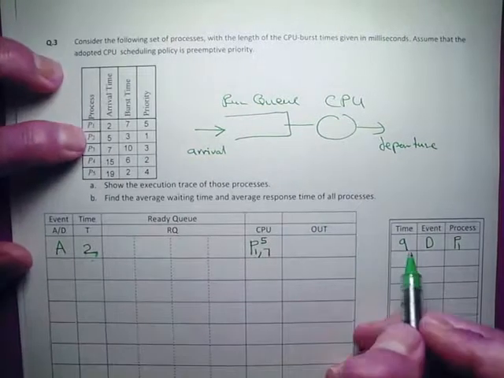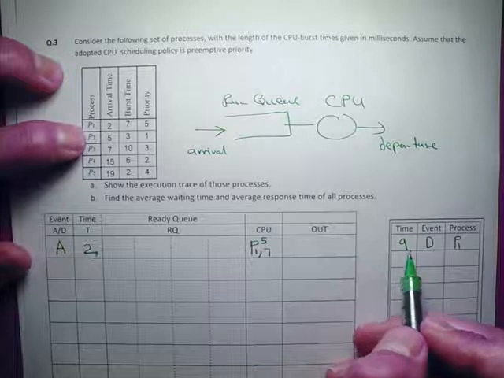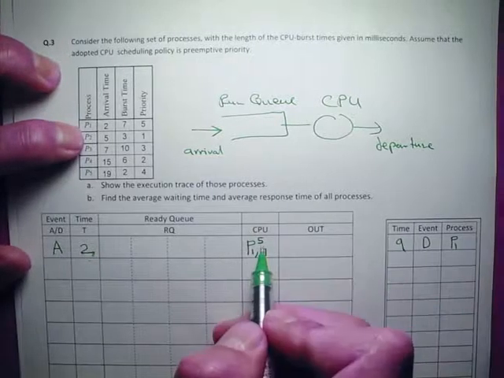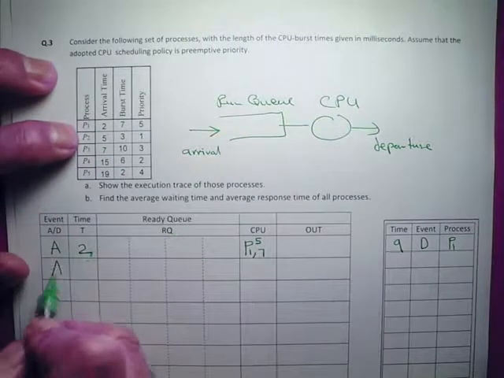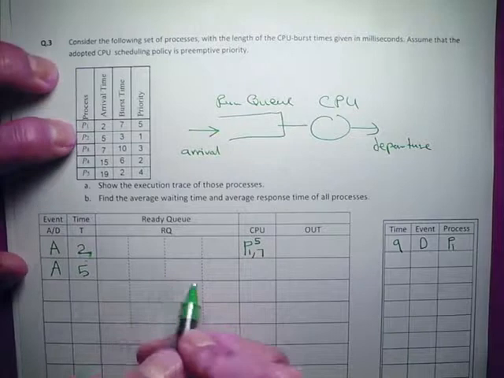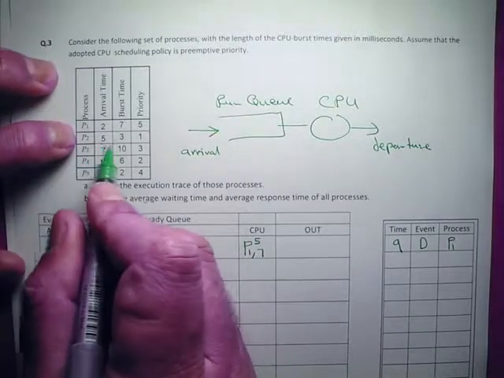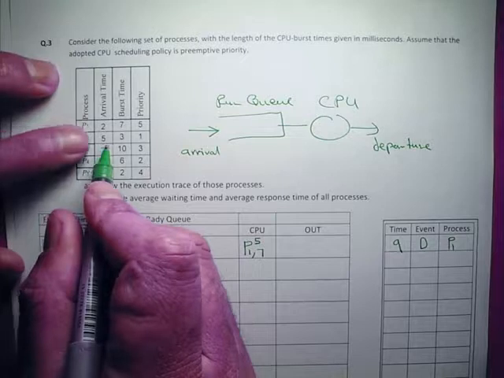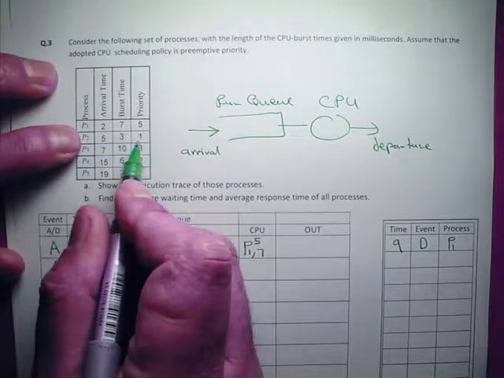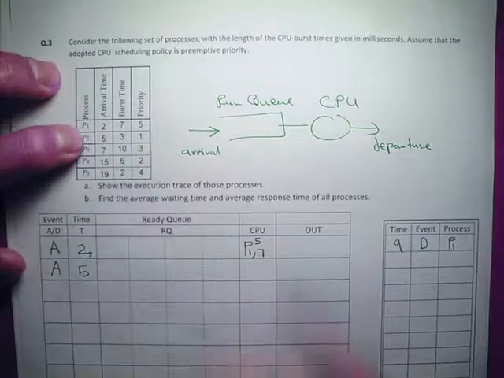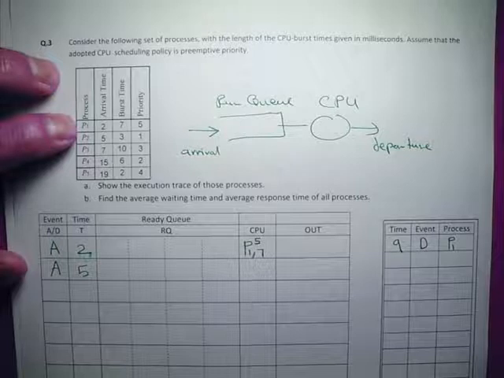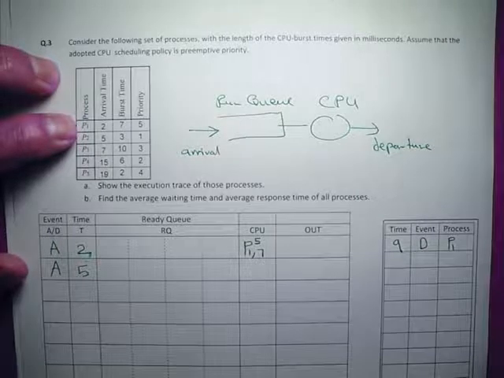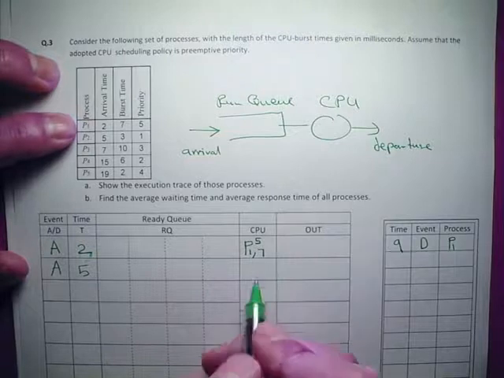Next, is there an event happening before the time 9, before the departure of this? Yes, there is. Actually, there are 2 events. So I'll have at 5 an arrival, and the arrival is P2, which needs 3 milliseconds. What's the priority? 1. Here, lower means higher priority. The lower the number, the higher the priority in this case. So it is higher priority than this.